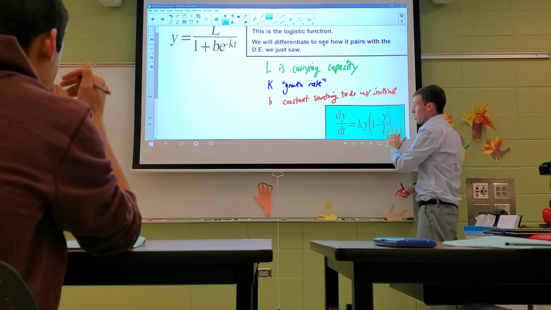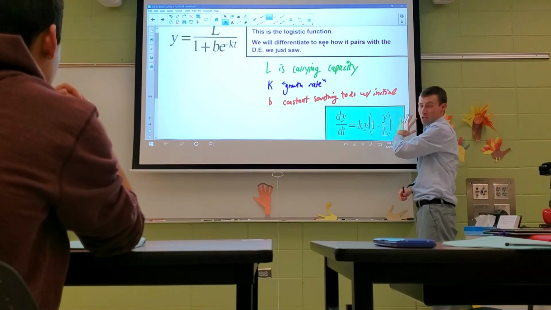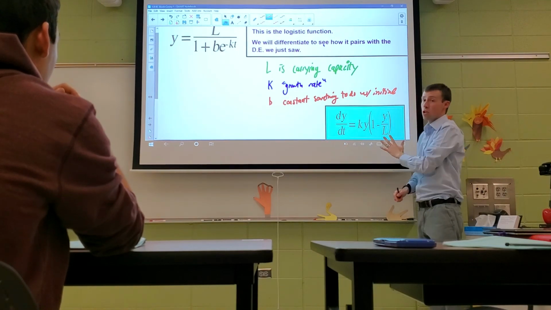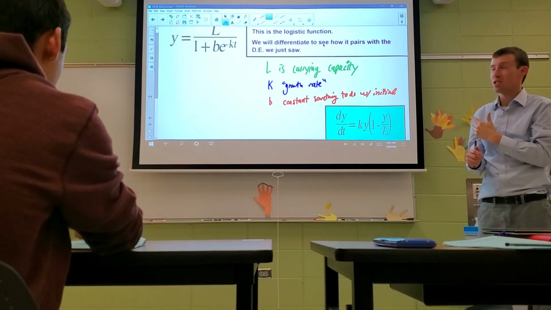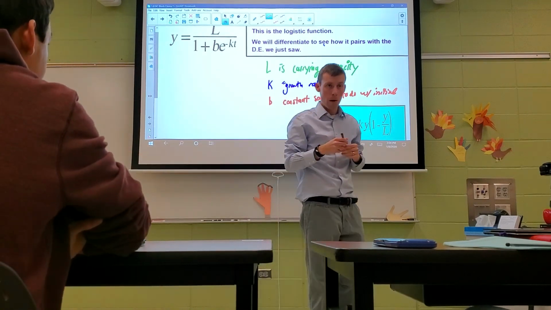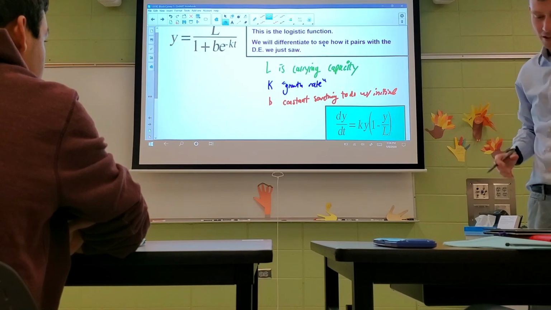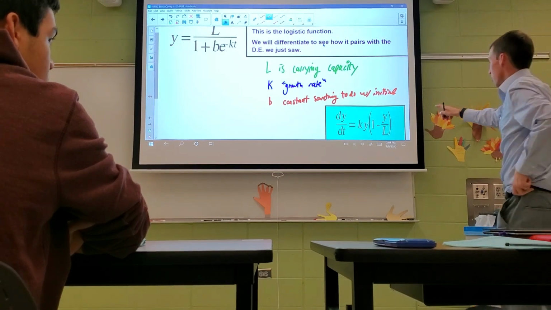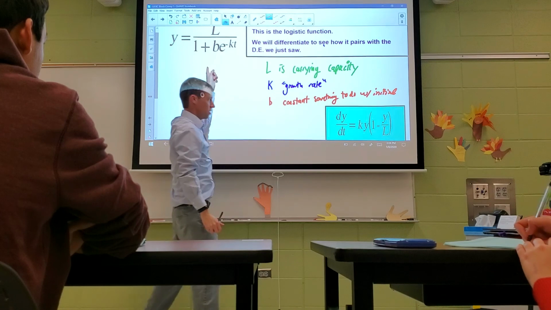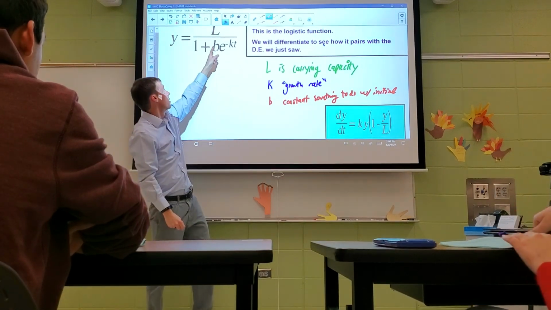So if you come across a differential equation that looks like this, the solutions to those differential equations are going to look like this. You need to memorize these. You have to memorize these, okay? If you look here to here, a couple things I want you to notice. There's the K. There's the K.